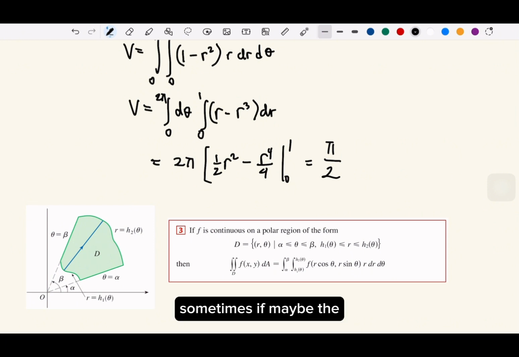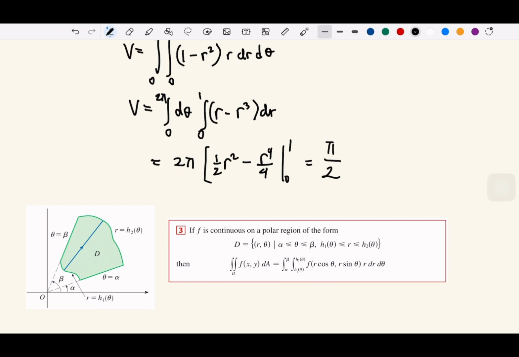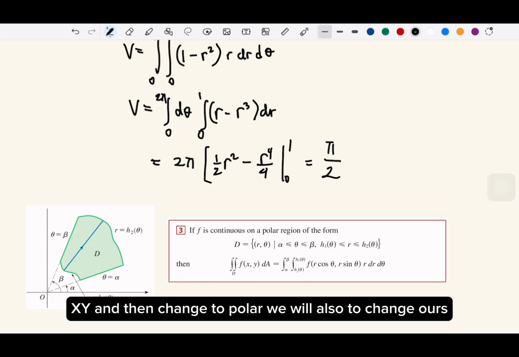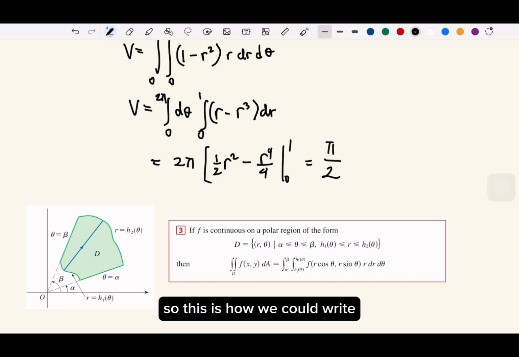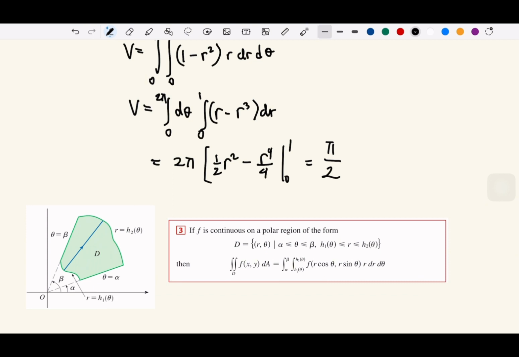Sometimes, maybe the question is a little bit confusing or complicated, and it plays with our mind, and we cannot really distinguish between the xy and the polar. So remember, whenever we change from xy to polar, we also need to change our perspective. So this is how we could write it. Basically, this r is a function of theta. Maybe I will make it bigger.